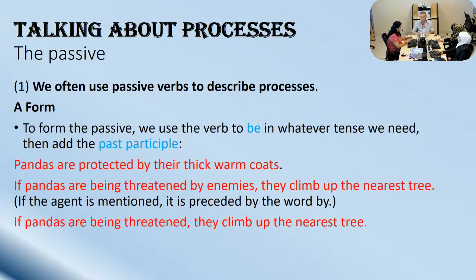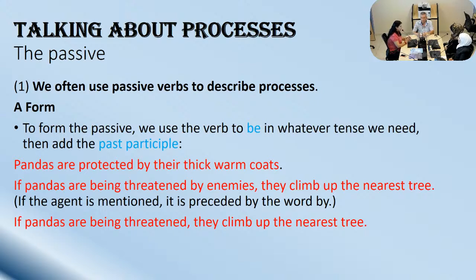The form. To form the passive, we use the verb to be in whatever tense we need. So we look at the tense of the sentence and form the verb in this tense. For example, present simple, verb to be is, am, are. Let's say past simple was, were, and so on. Then we add the past participle. So the form of the passive voice is verb to be and past participle, with the verb to be in the form of the tense of the sentence.